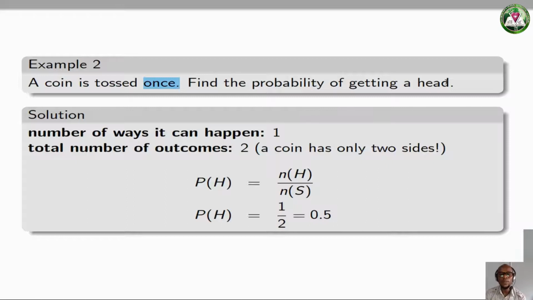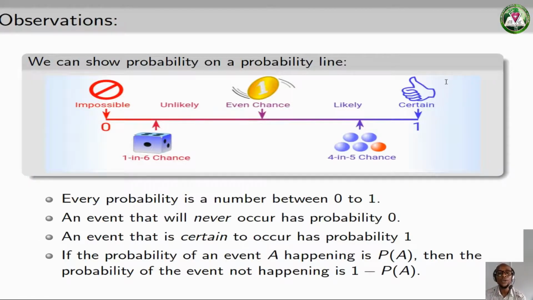So what will be our probability? The probability of getting a head will be the cardinality of heads over the cardinality of the sample space. The number of heads we have is 1, we only have 1 head in a two-sided coin, all over the total number of sides in the coin, which is 2. So our probability of getting a head is 1/2, which can also be written as 0.5. Now, for what we've discussed so far, there are some observations we've made, which are shown in the picture on your screen. We can show probability on what we call a probability line.